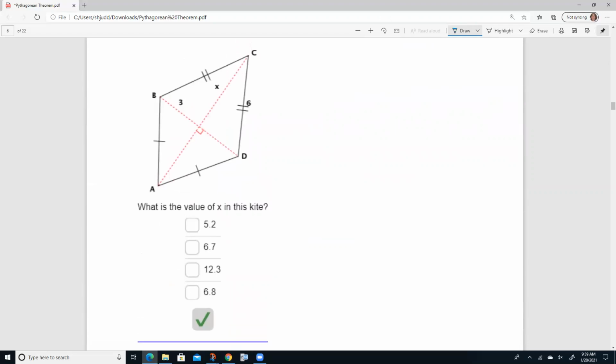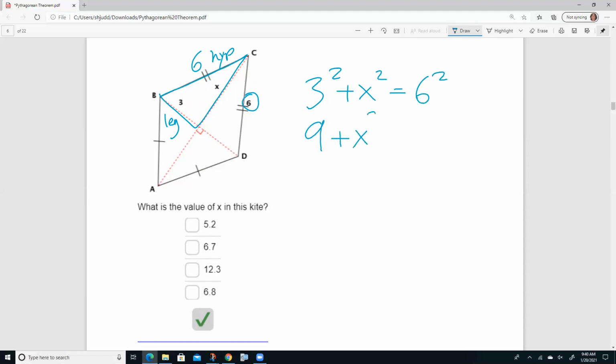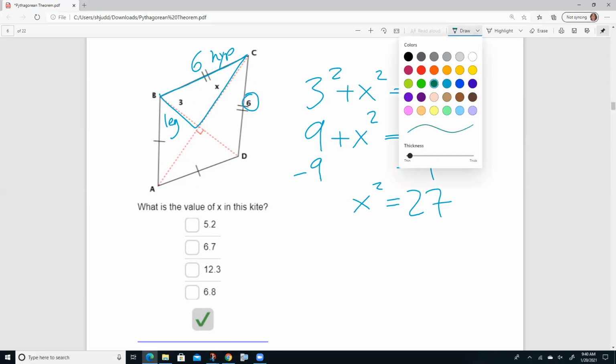All right, let's look at this one. We see 2 tick marks, so if this is marked as 6, then this is also 6, and I have a right triangle here where I know the hypotenuse and I know a leg. I'm trying to solve for the last leg, so I'll have 3 squared plus x squared equals 6 squared. So I'll have 9 plus x squared equals 36. Minus 9, minus 9. X squared is going to give me 27. Final step again is going to be to take the square root.